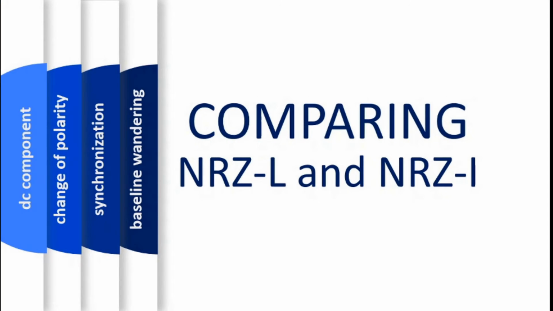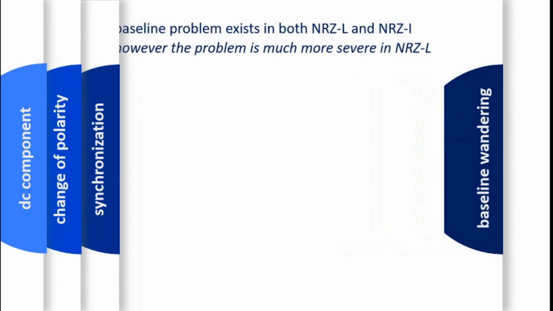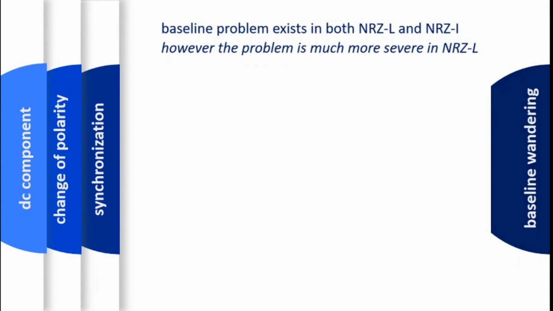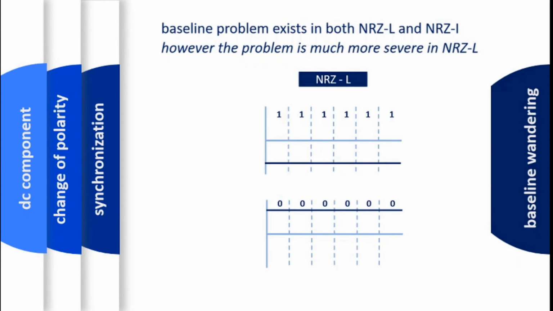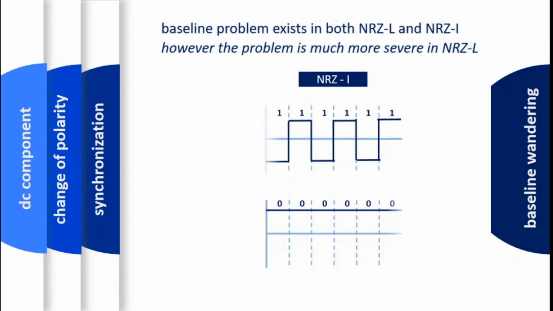Now let us compare NRZ-L and NRZ-I against the standard properties: baseline wandering, synchronization, effect of change in polarity, and DC component. Although baseline wandering is a problem for both variations, it is twice as severe in NRZ-L. If there is a long sequence of zeros or ones in NRZ-L, we get a flat line which causes the average signal power to become skewed. In NRZ-I, this problem occurs only for a long sequence of zeros.